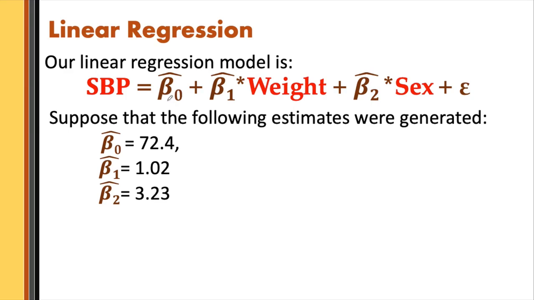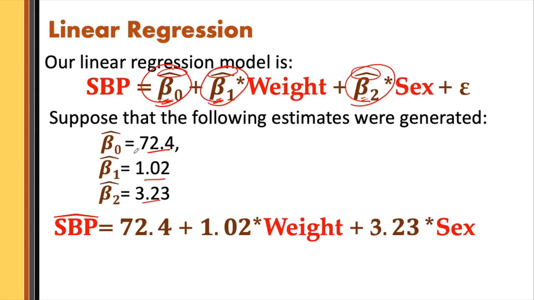Given this regression model, suppose that these coefficients were estimated. Let's assume that beta hat sub 0 is 72.4, beta hat sub 1 is 1.02, and beta sub 2 hat is 3.23. Note that these are estimates, that's why they are represented with a hat symbol here. Thus, our regression model is 72.4 plus 1.02 times weight plus 3.23 times sex, which will give us an estimate of the systolic blood pressure. Note that, again, this has a hat because it is an estimate.